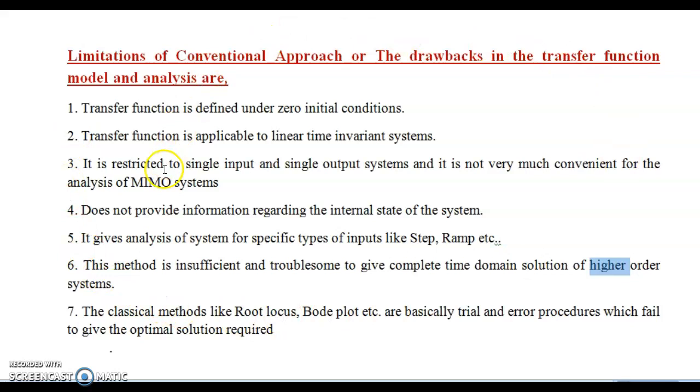These points are applicable for the conventional approach, but it is a drawback, a limitation: it applies only to linear systems, zero initial conditions, only lower order, and only these types of inputs. Okay, so it is not giving any internal state of the system.